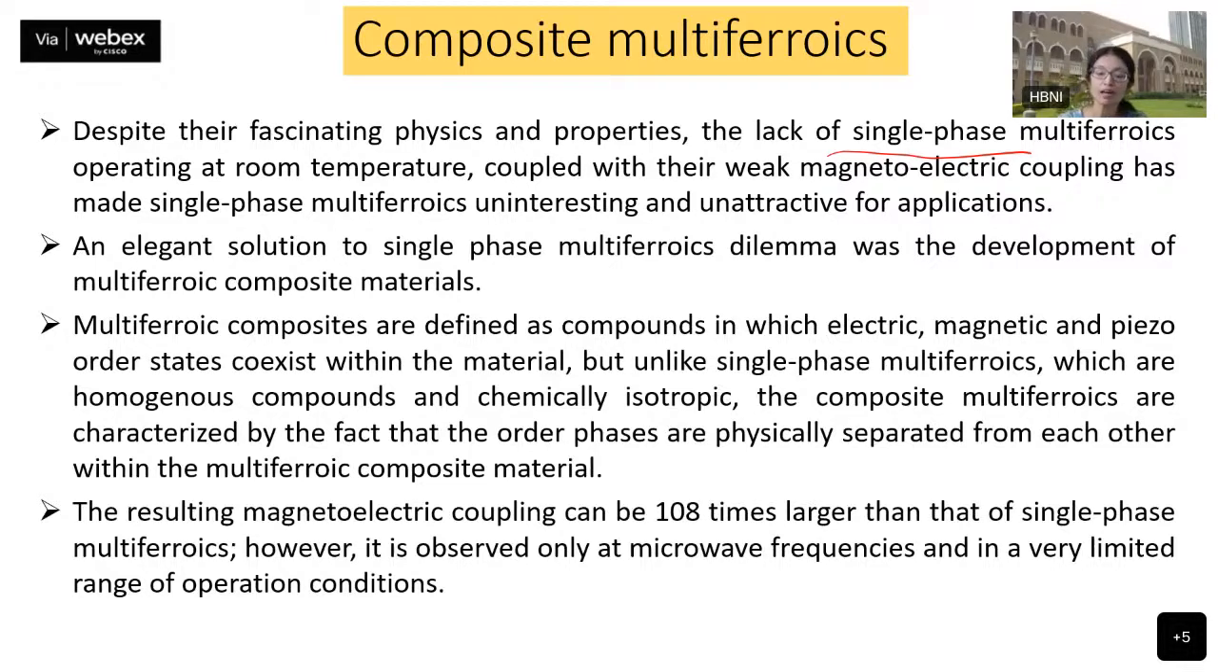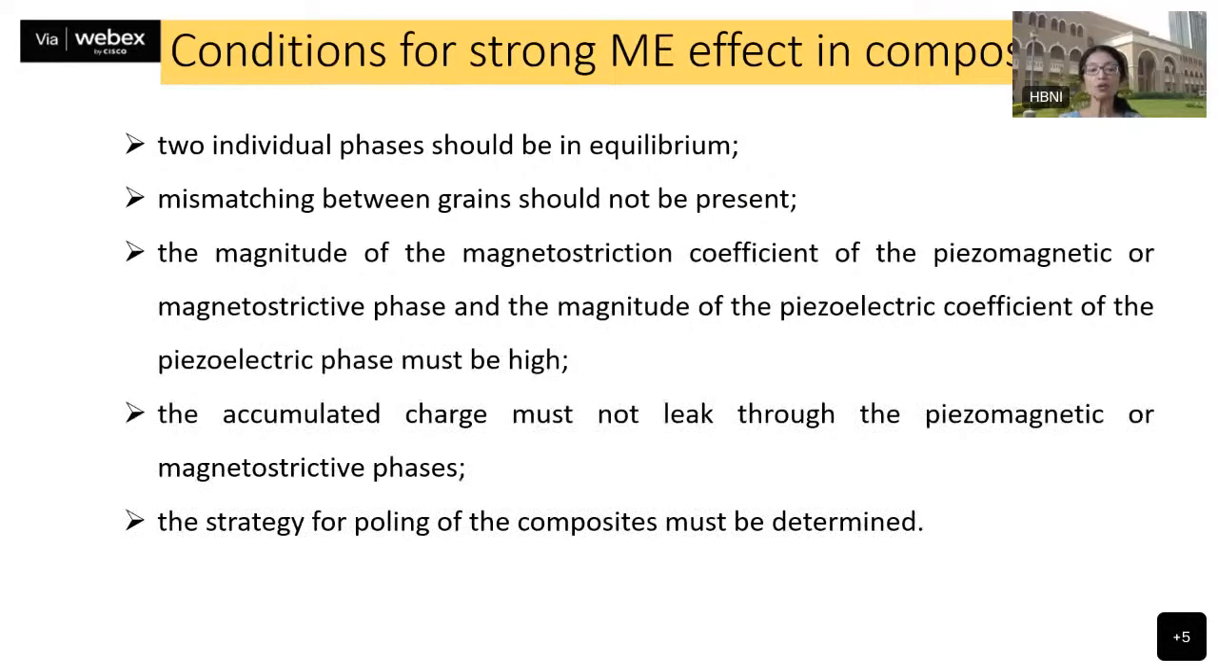So what you do is develop magnetoelectric composites. Multiferroic composites are compounds in which electric, magnetic, and piezoelectric order exist within the material. But unlike single-phase multiferroics, which are homogeneous and chemically isotropic, the composite ones, as the name suggests, are characterized by the fact that the order phases are physically separated from each other within the material. However, the resultant magnetoelectric coupling in these materials can be almost 10^8 times larger than what you see in a single-phase multiferroic material. That is why there is a lot of research going on in composite multiferroics.